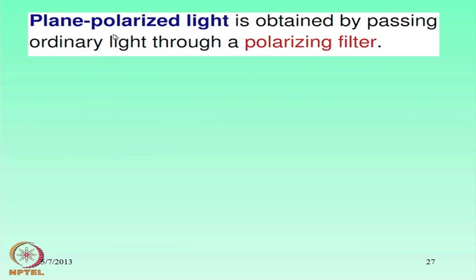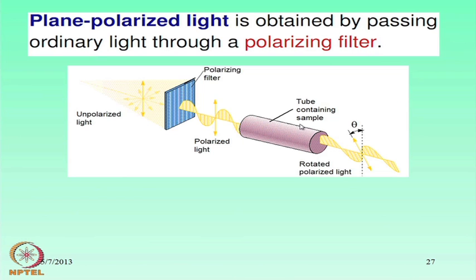So how do we get plane polarized light? We obtain it by passing ordinary light through a polarizing filter. The polarizing filter is responsible for polarizing the unpolarized light. Unpolarized light has vibrations in all directions, so its electromagnetic components are not defined with respect to one particular plane.